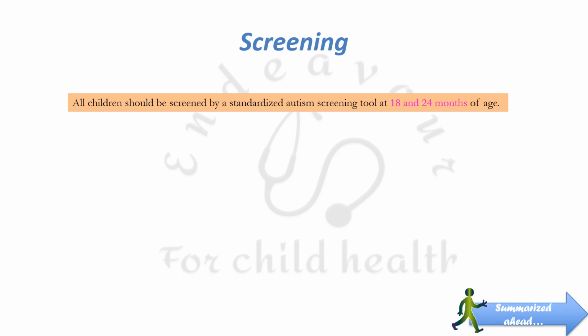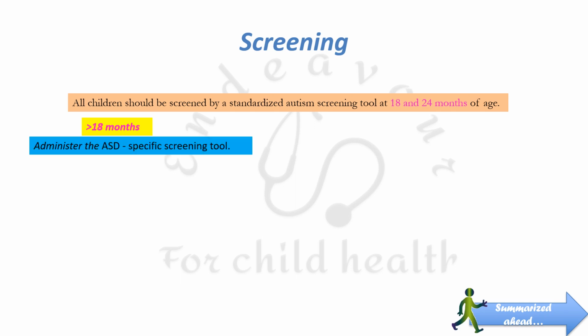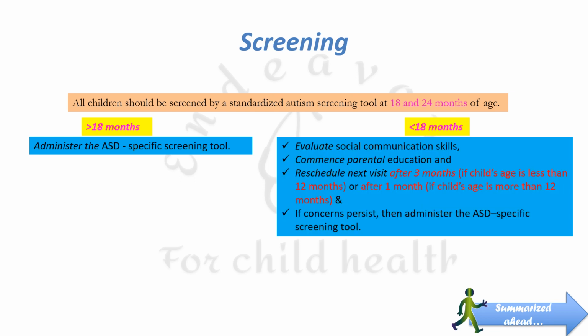So all children should be screened by a standardized autism screening tool, which I shall be discussing later, at 18 and 24 months of age as per this consensus statement. If the child is more than 18 months of age and has symptoms, then you must administer the ASD specific screening tool right away. If, however, the child is less than 18 months of age, you must first evaluate the social communication skills of the child, whether or not the child is achieving the language milestones up to date. Commence parental education and reschedule the next visit after 3 months if the child is less than 12 months of age, or after 1 month if the child's age is more than 12 months. And if the concerns still persist, it is only then that you must administer the ASD specific screening tool.